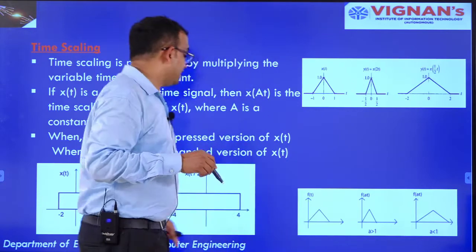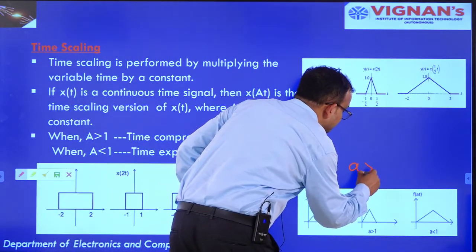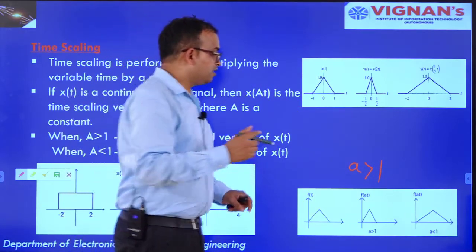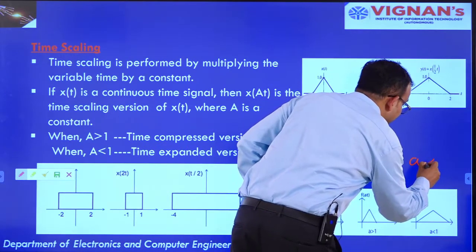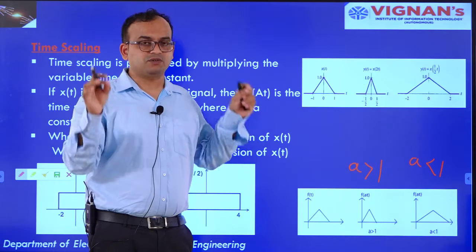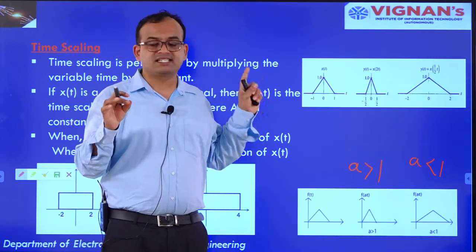So now what we can find here: when A is greater than 1, the signal is compressed in the time domain, but when A is less than 1, the signal is expanded in the time domain. So these things we have to remember. These are the basic things of the signal operations.